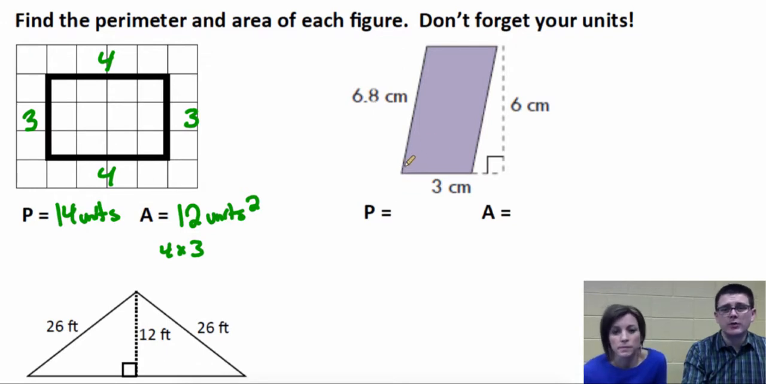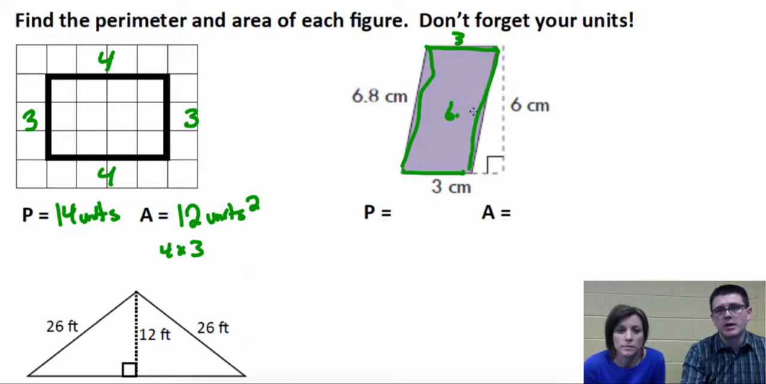All right, next one, our perimeter. And this is where you have to be careful. Perimeter is the edges. So I want my 3, I want my 6.8, and then another 3, and then another 6.8. So I'm going to add all of those together. I should have 19.6 centimeters because it's just the lengths of the sides being added together.